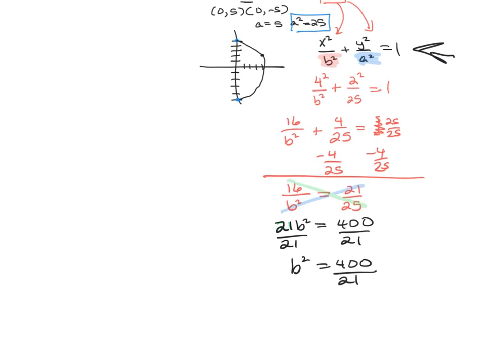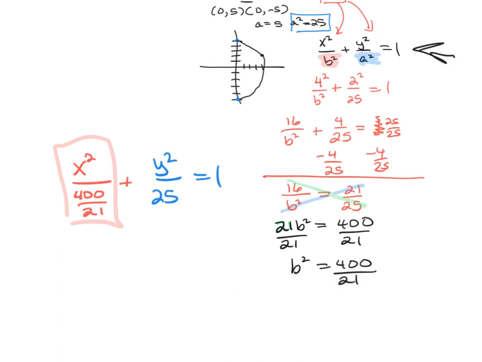So now I'm going to take x squared, and I'm going to put b squared, which is 400 over 21. And then I have my y squared, and I'll put the a squared underneath, and it equals 1. Now, I need to fix the red one. I can't leave this fraction in the fraction.